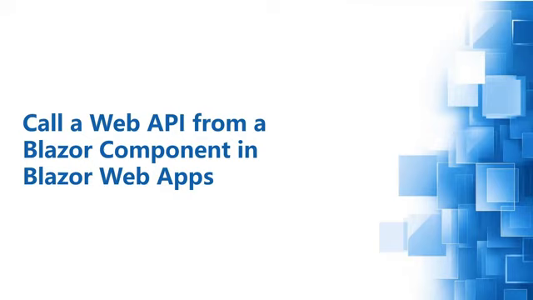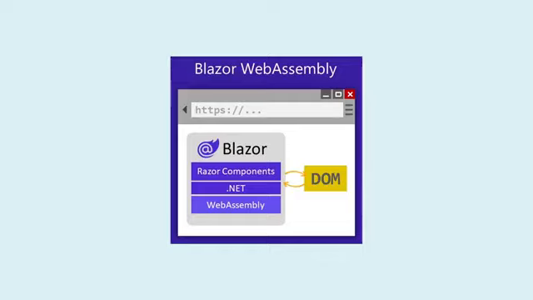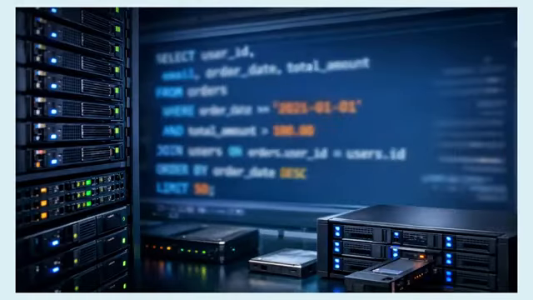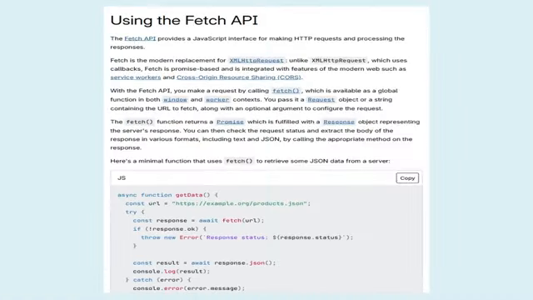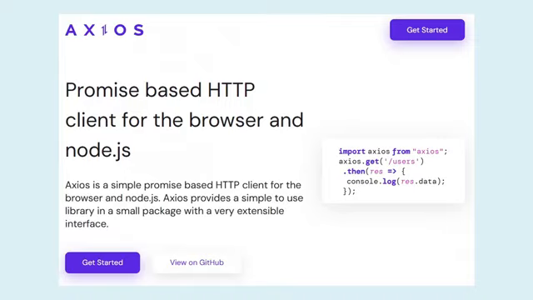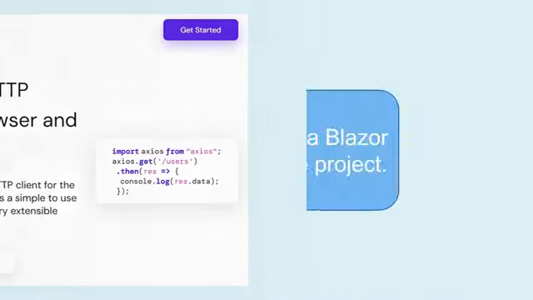Let's check it out. With Blazor WebAssembly, you can do a lot of things on the client side without calling a web API. But often, you will still need to call a backend service from a Blazor component. For example, if you want to read data from a database like SQL Server. In JavaScript, you would do this with the Fetch API or with third-party libraries like Axios. But how do you do that in Blazor? I will show you in this video.